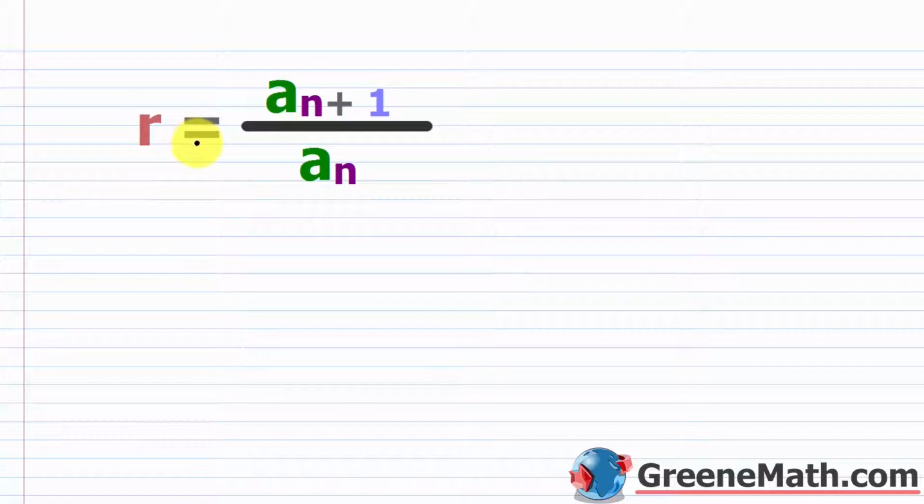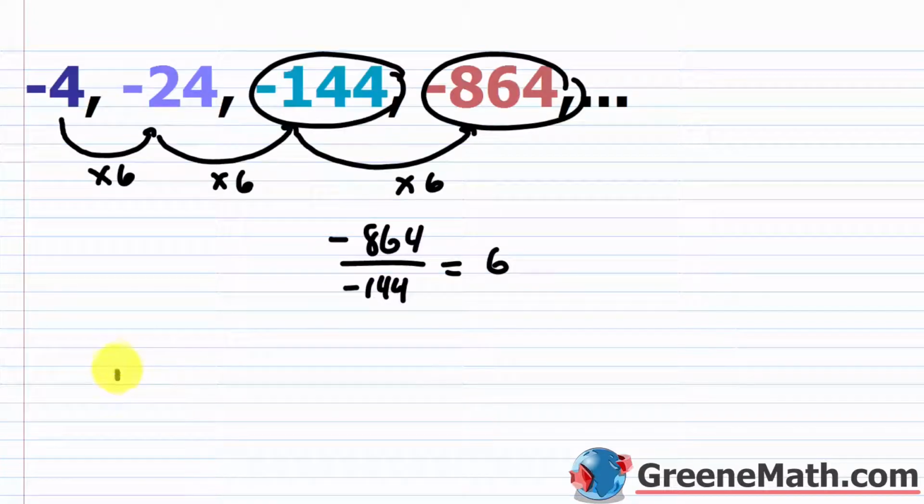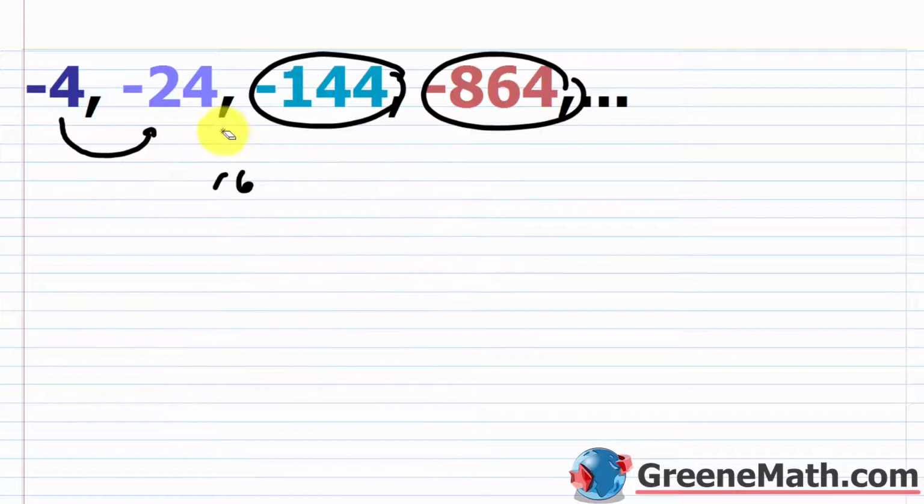So r equals a sub n plus 1 over a sub n. If I come back down here and write r equals, in this case, a sub 4 over a sub 3, okay? So again, you take two terms that are next to each other. The one on the right, which has a higher value for n, goes in the numerator. The one on the left, which has a lower value for n, goes in the denominator.